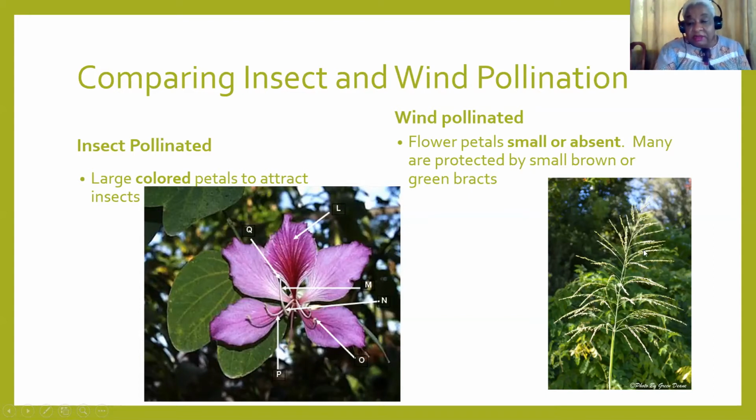In wind pollinated, this is guinea grass. You find it all around the bush in here. Long ago in the dark ages, when I took my leaving exams, we had to learn how to draw this plant and its full life cycle. Aren't you glad you don't have to do that? So the flowers, again, are small or absent, and they're protected by small brown or green bracts.